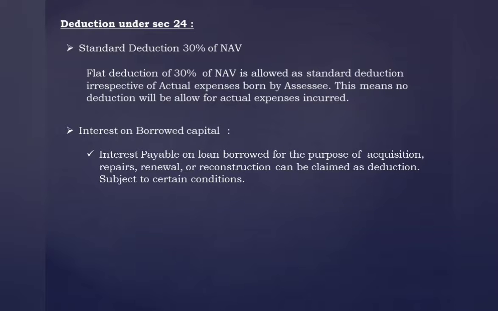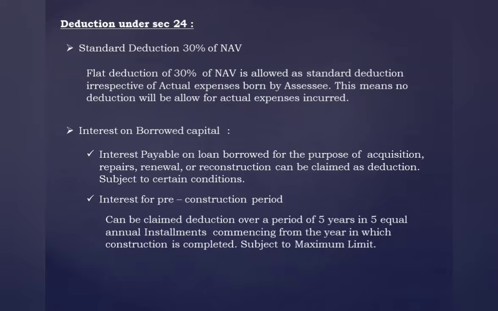Interest payable on a loan borrowed for the purpose of acquisition, repair, renewal, or reconstruction can be claimed as a deduction subject to certain conditions. Interest for the pre-construction period can be claimed as a deduction over a period of 5 years in 5 equal annual installments, commencing from the year in which the construction is completed, subject to a maximum limit. It means the interest you had paid during the construction period can be claimed after you have completed your construction, in 5 equal annual installments commencing from the year in which the construction is completed.